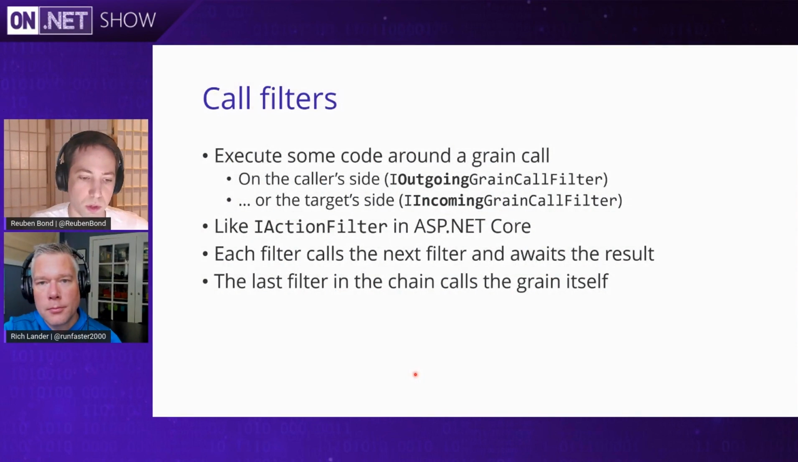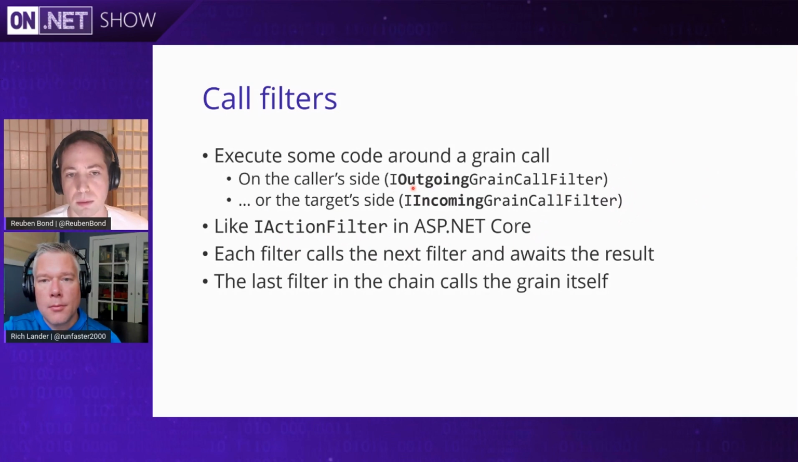So the first thing that we need to talk about is call filters. In order to be able to propagate some trace context around a call chain, we need to be able to execute some code. Call filters give you some way of executing code around a grain call, either on the caller's side with an outgoing grain call filter, or on the target side with an incoming grain call filter. And if you're familiar with ASP.NET Core, they have this IActionFilter concept. The call filters in Orleans are very much the same thing.